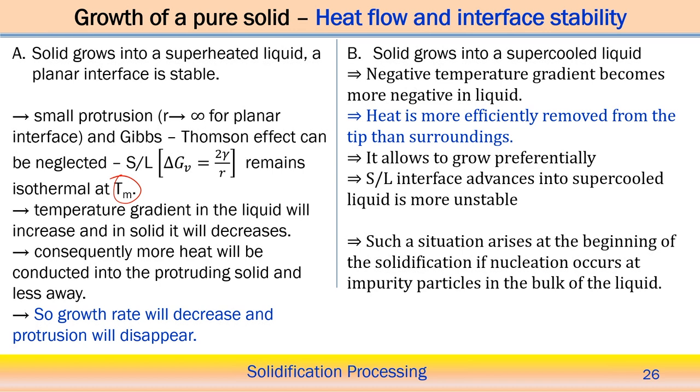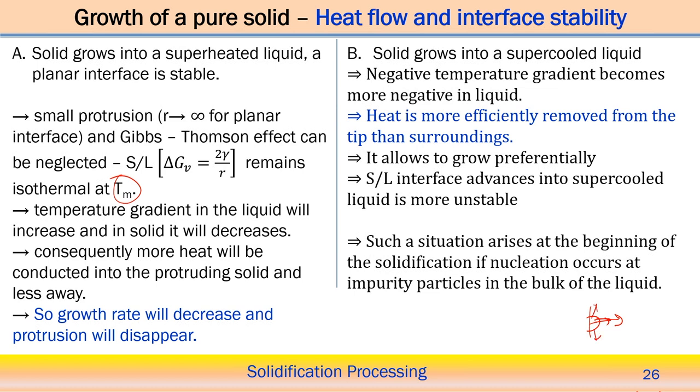and it will try to create a complete planar front. In the other case, when the solid grows into the undercooled liquid, in the presence of the degree of undercooling in the liquid phase, the negative temperature gradient becomes more negative in the liquid phase. So heat will be more effectively removed from the tip than from the surroundings. When a tip is created, the rate of heat transfer there is much more compared to the other directions.